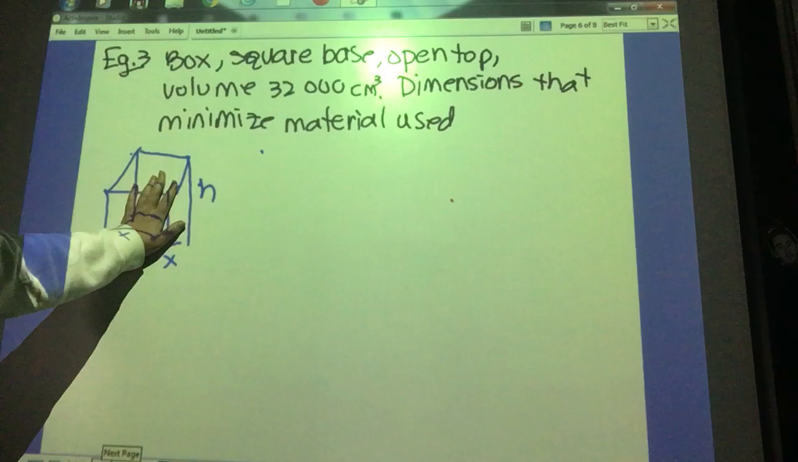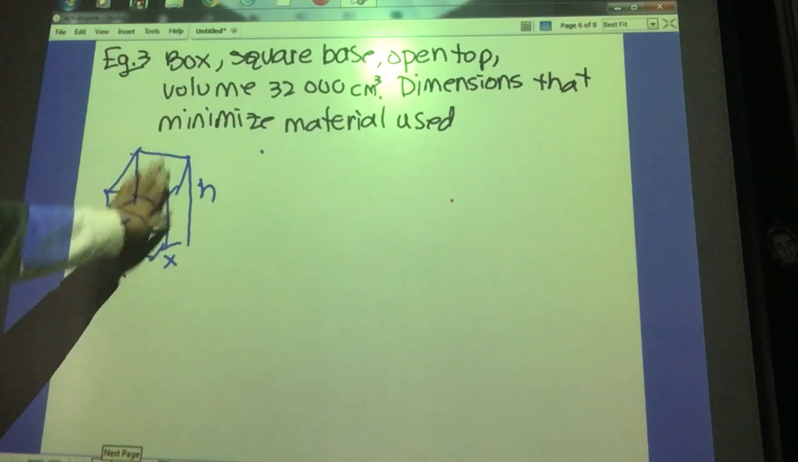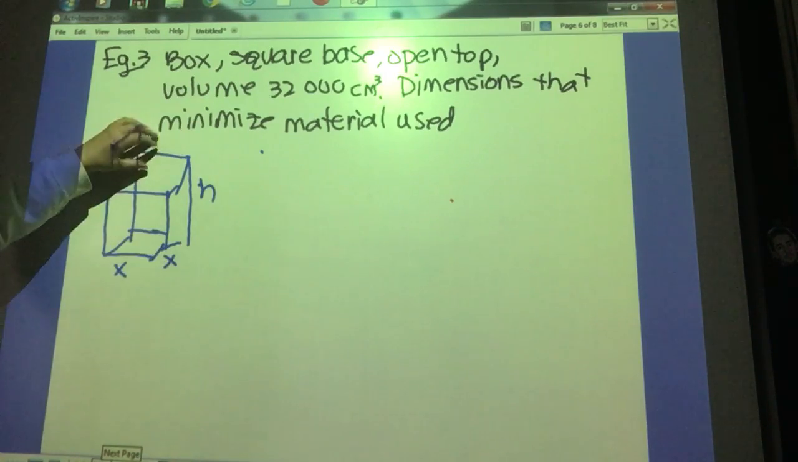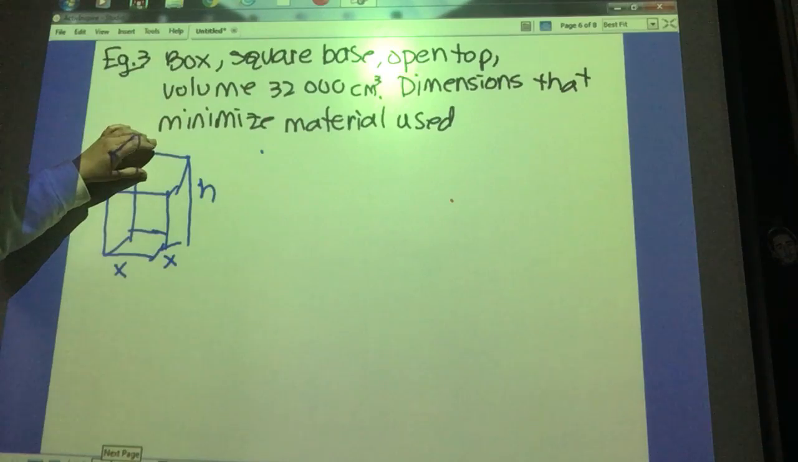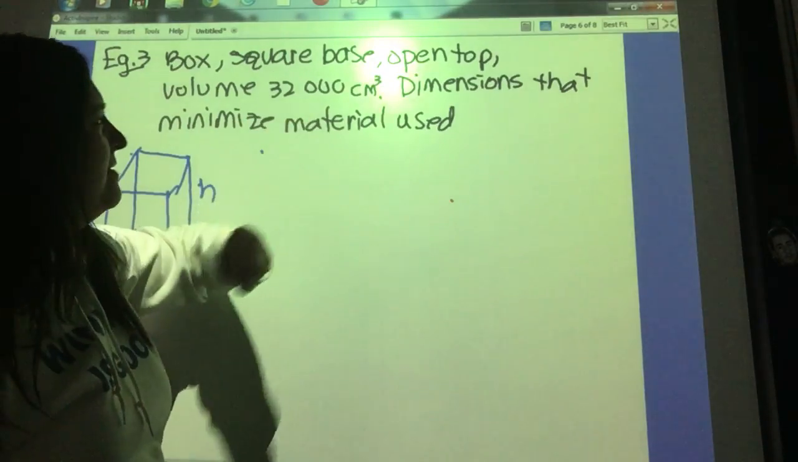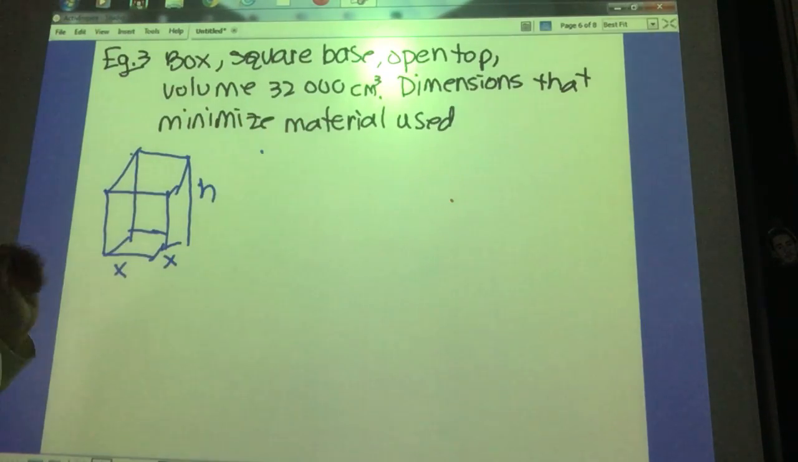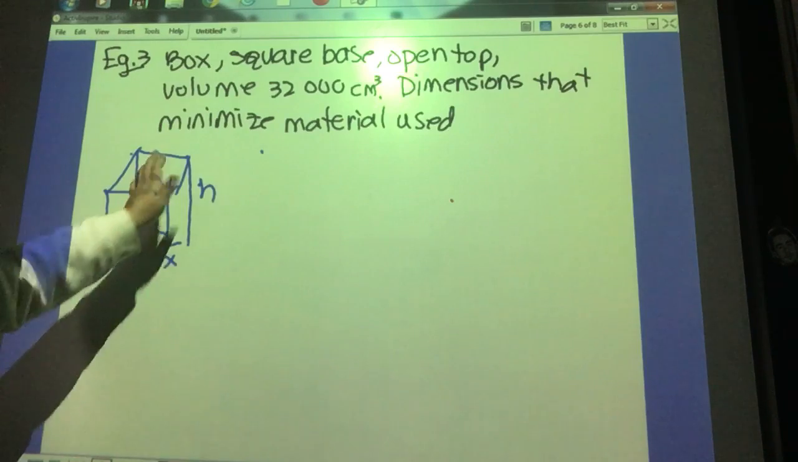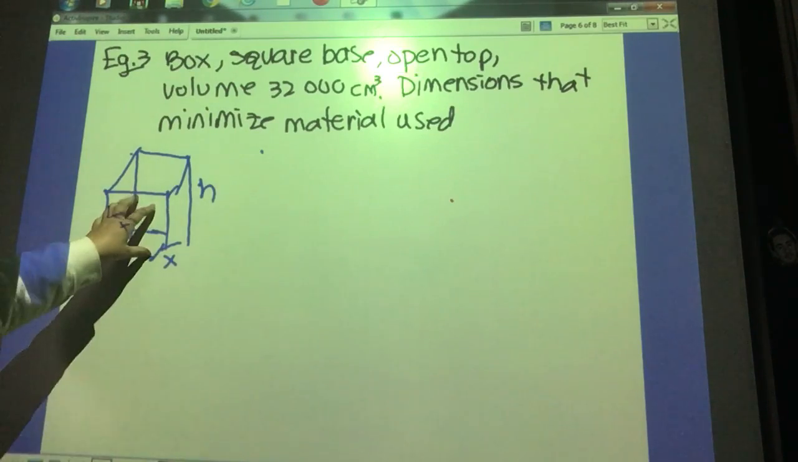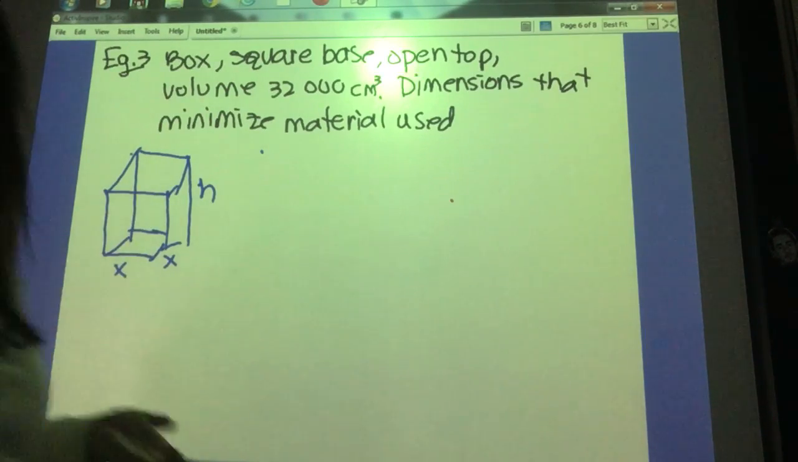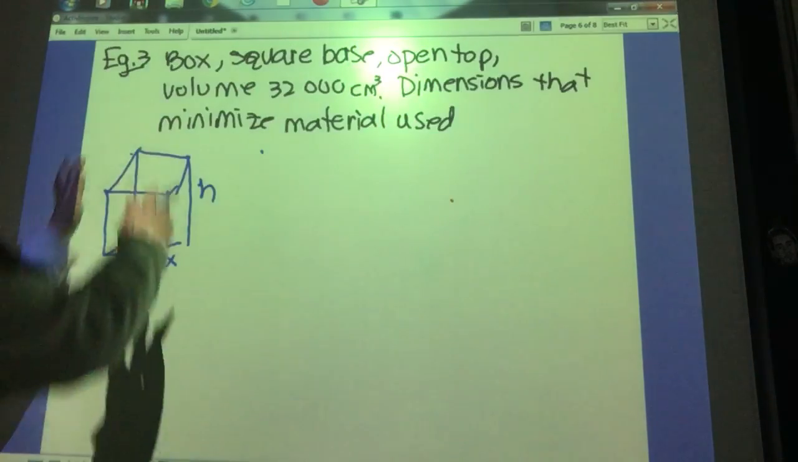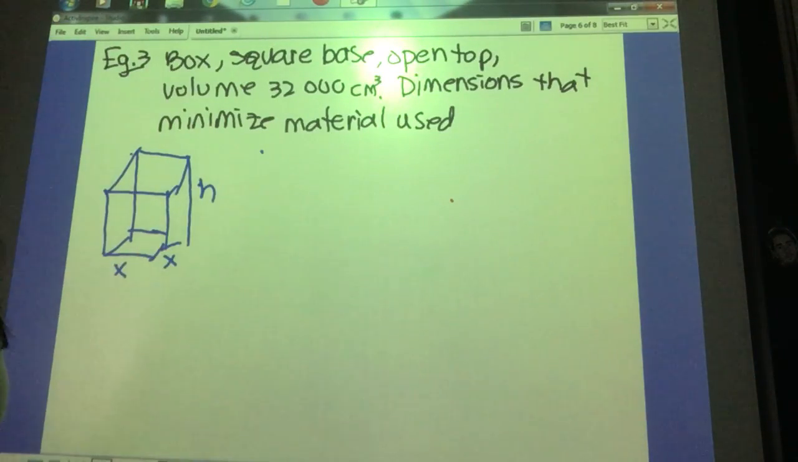A box. This is the worst box ever drawn. It took me a while to do. So we have a box that's a square base but an open top. And we know that it has a volume of 32,000 cubic centimeters. And we want to know what dimensions are needed to minimize the material used. So if that's the volume it needs to have, this would be a min problem, right? What's the minimum amount you can make that to get that shape with that volume?